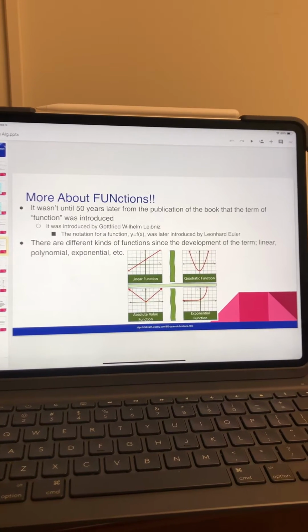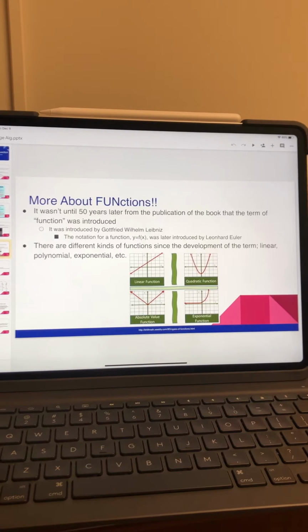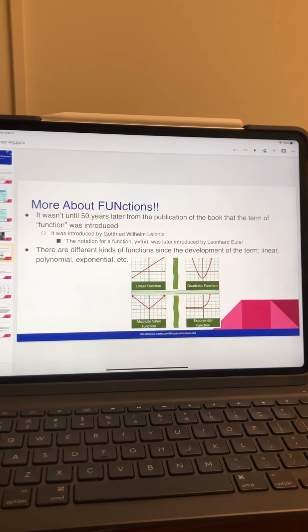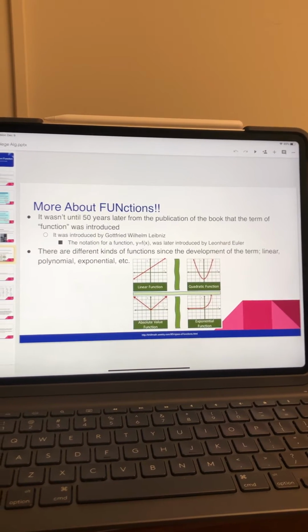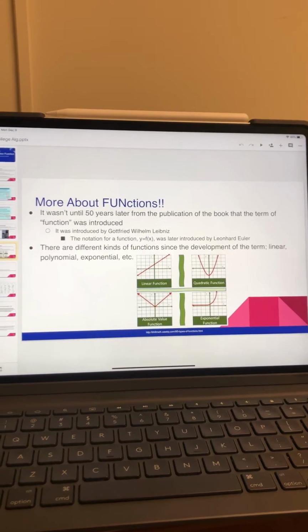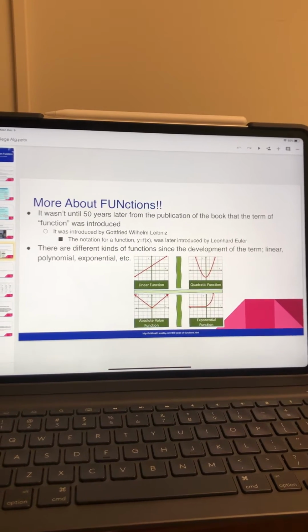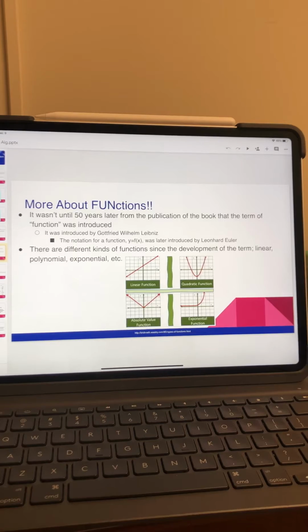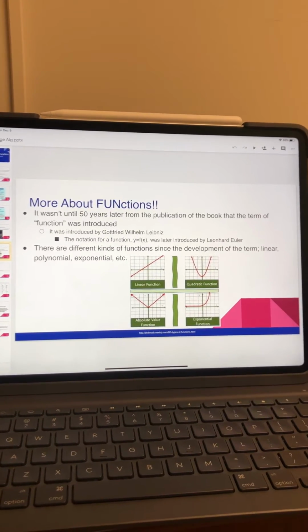It wasn't until about 50 years later, with the publication of the book, that the term function was introduced. It was introduced by Gottfried Wilhelm Leibniz. The notation for a function, y equals f of x, was later introduced by Leonhard Euler. There were different kinds of functions since the development of the term: linear, polynomial, exponential.